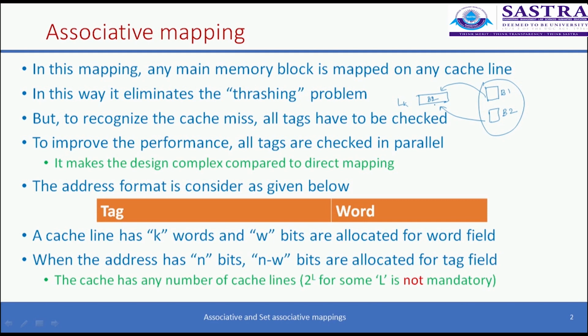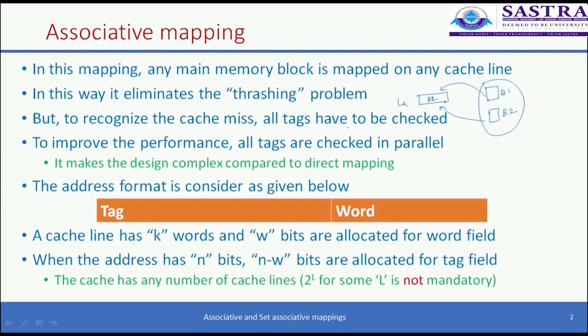Next B1 is accessed by the processor. Now again a cache miss will occur. Next B2 is going to be accessed. Again a cache miss will occur. So this problem is called thrashing. Even though the cache has many other free lines, B2 cannot be mapped on any one of these free lines. B1 and B2 should be mapped on the same line. That is direct mapping.